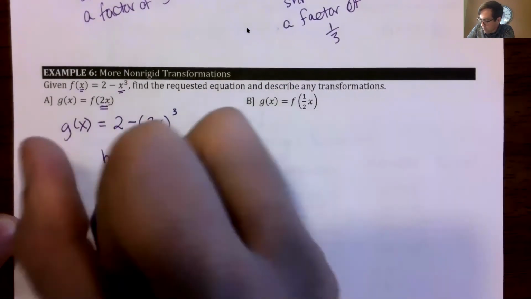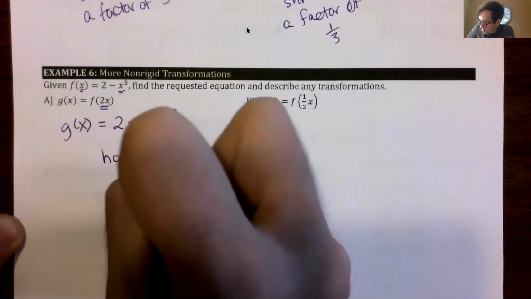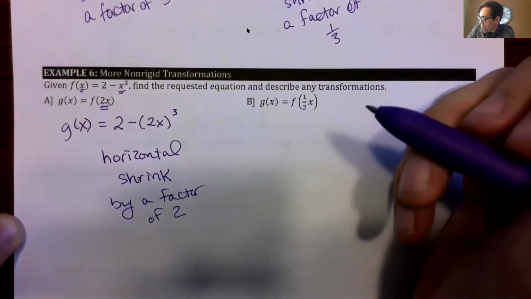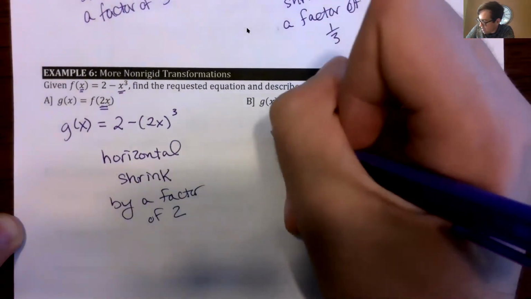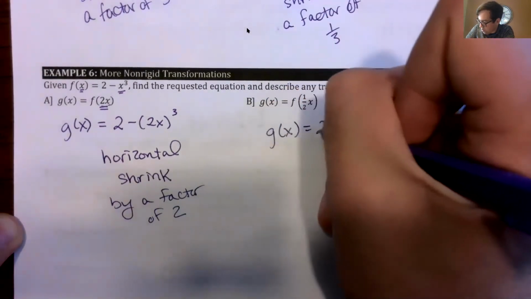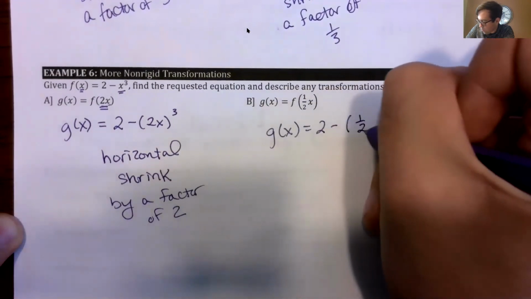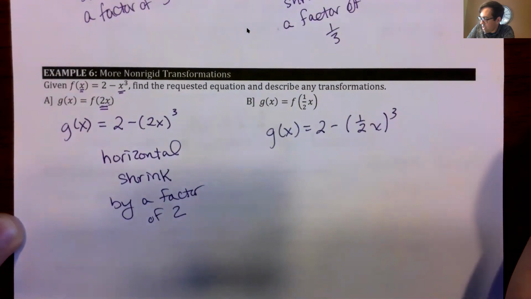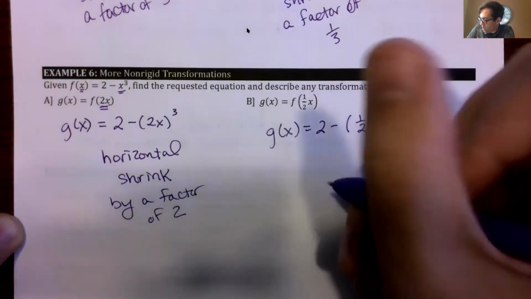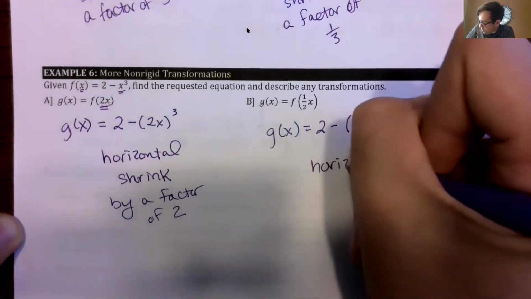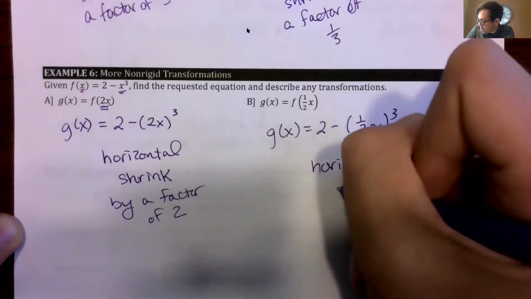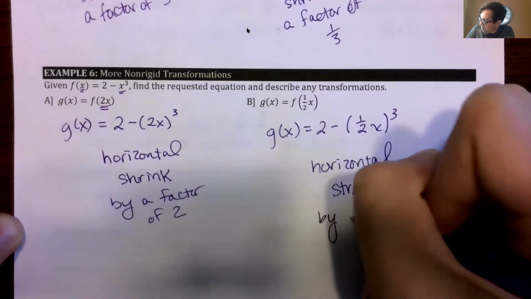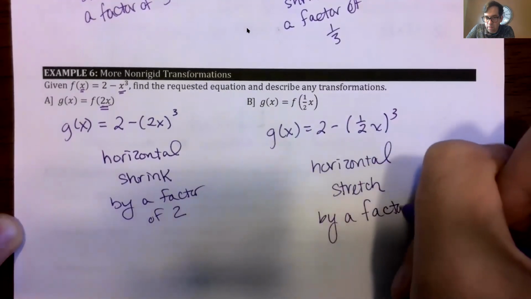And in letter B, f of 1/2 x, g of x equals 2 minus 1/2 x cubed. And that's multiplying by something between 0 and 1, so this is technically a horizontal stretch by a factor of 1/2.